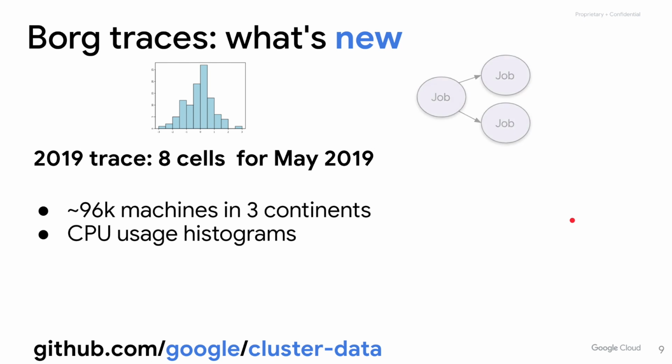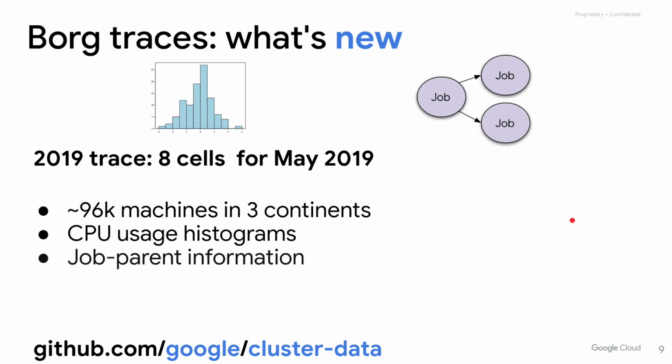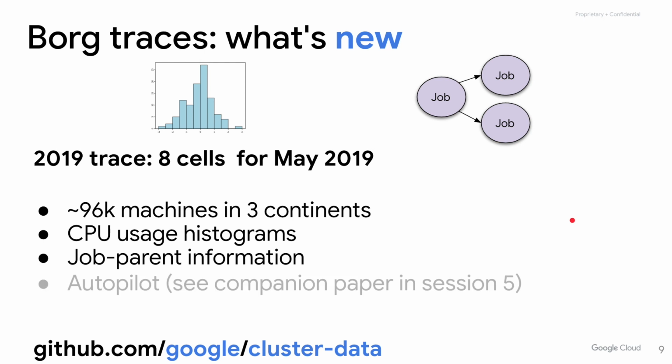MapReduce and other similar applications have this sort of master-worker relationship between its jobs, and it was difficult in the previous trace to understand this, so we've included the information on a job's parent in the most recent release. Finally, this recent trace has information on how jobs use this thing called autopilot, which tries to predict the resource usage of jobs.